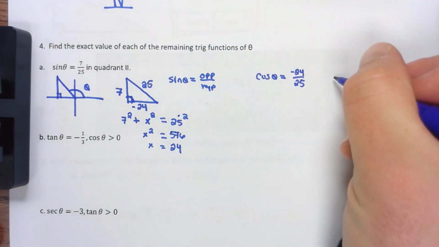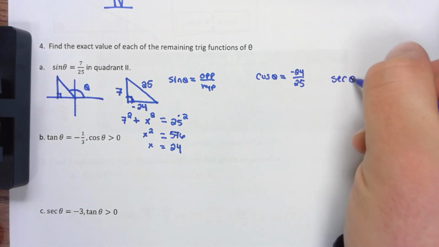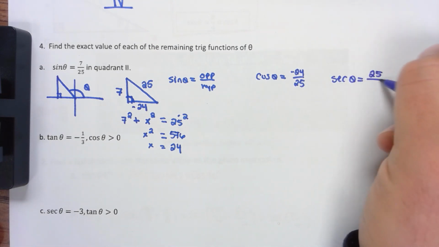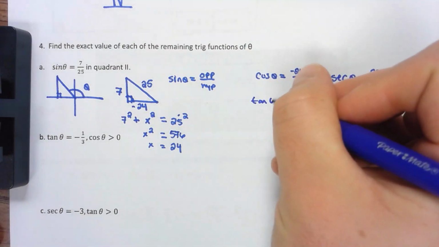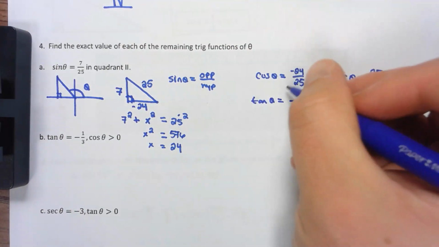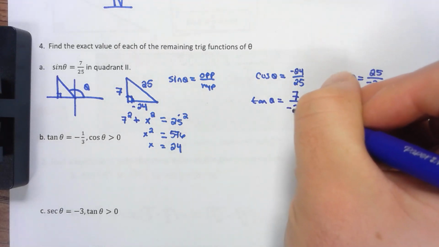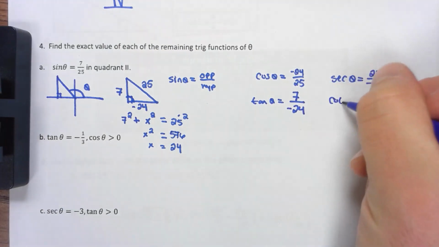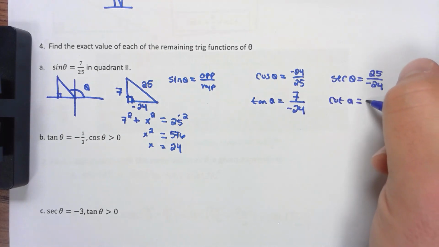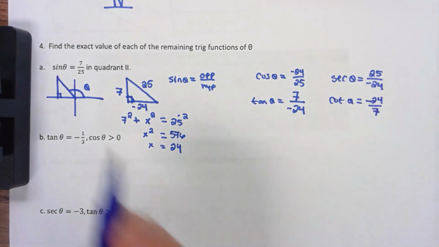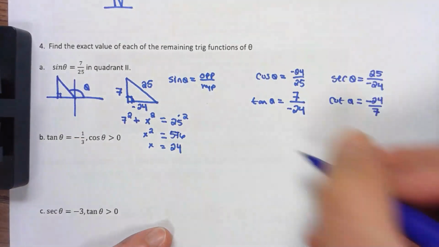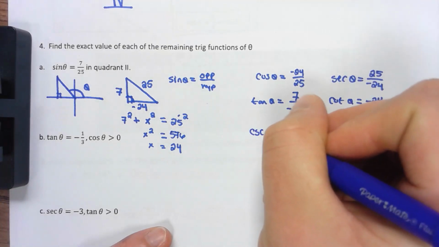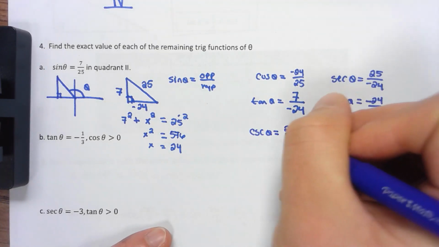Let's find its reciprocal. So secant of theta is the hypotenuse, so 25 over the adjacent side, which is negative 24. Tangent of theta is opposite, so 7 over adjacent, so 7 over negative 24. Cotangent of theta is adjacent, so negative 24 over 7. And then the only other value we do not know at this point is the reciprocal of sine, which is cosecant. So cosecant of theta is 25 over 7.